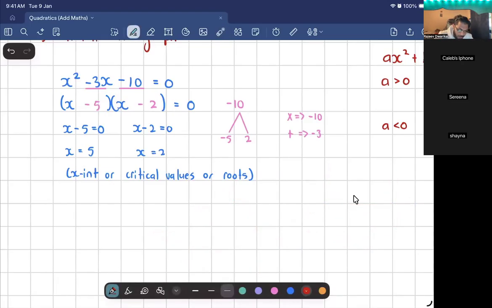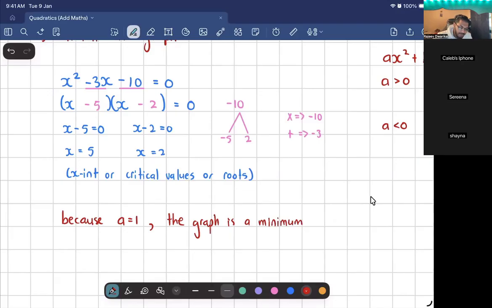And additionally, we know that this graph is a maximum or minimum? The minimum. And the reason it's a minimum is because a is equal to 1, the coefficient of x squared is 1. So because a is positive, the graph is a minimum.